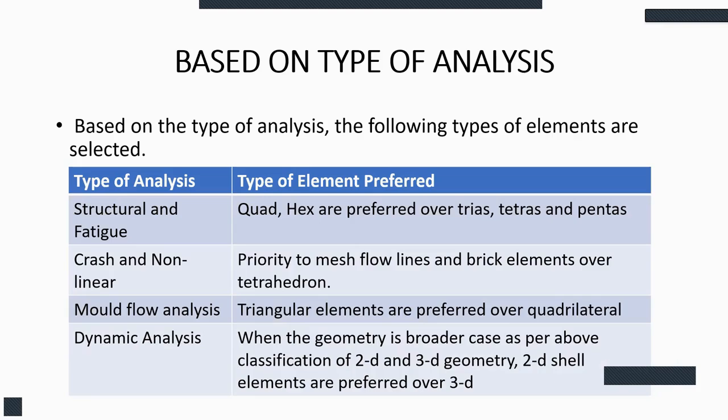When the geometry is a borderline case as per the above classification of 2D and 3D geometry, 2D shell elements are preferred over the 3D. Means if dynamic analysis is there, then we will select the 2D shell element. These are the mesh element selection criteria on the basis of types of analysis, meaning which types of analysis you require.